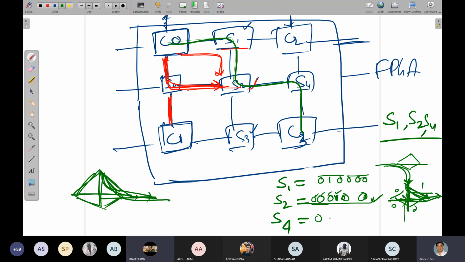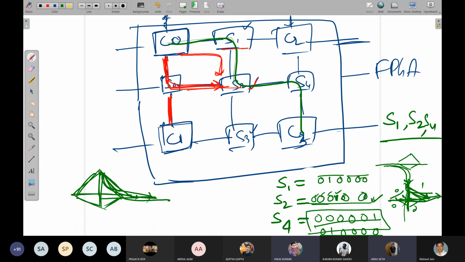S4. Sir, S4 is 0 and 1, S1 same, 0 1. Is it? No, sir, S1 and S4 will be the same, sir, 0 1 0. Which one, this or this one? So the last one, 01000, below, sir, last one. Idea clear?